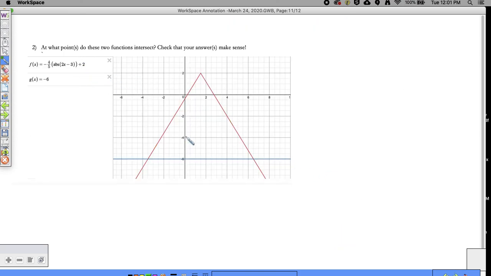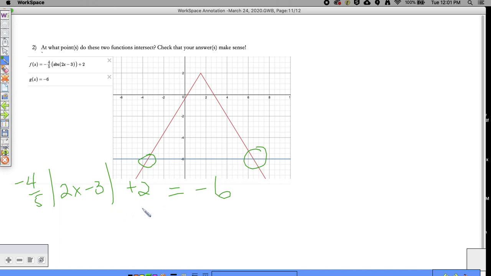Okay, it's asking you at what points do these two functions intersect. So you have this absolute value function, and then g of x equals -6. So you have a V and a horizontal line intersecting. So we're on the hunt for these 2 points of intersection. So we have -4/5 times the absolute value of 2x minus 3 plus 2, and we're going to find out when that's equal to -6. And because they do intersect, we actually do have real solutions.